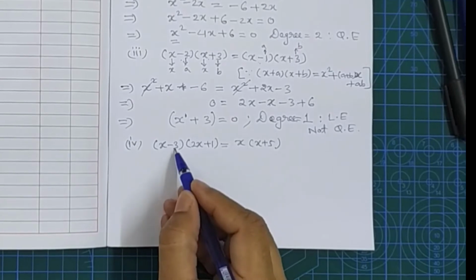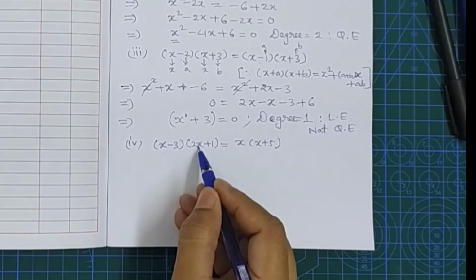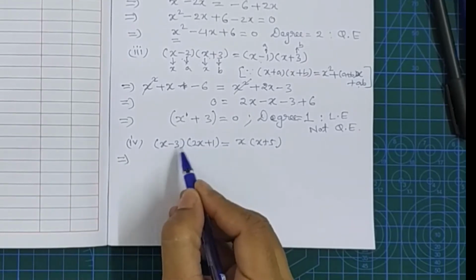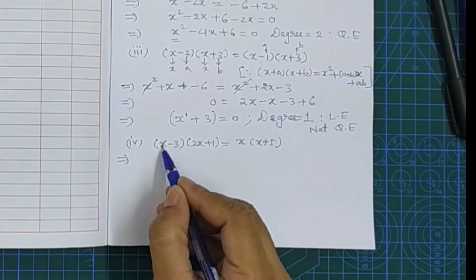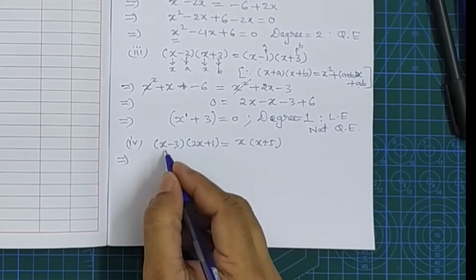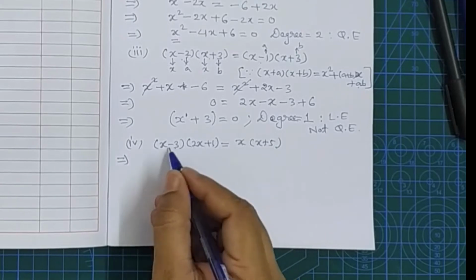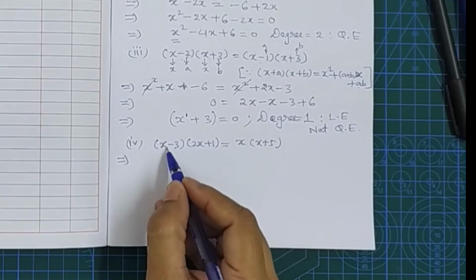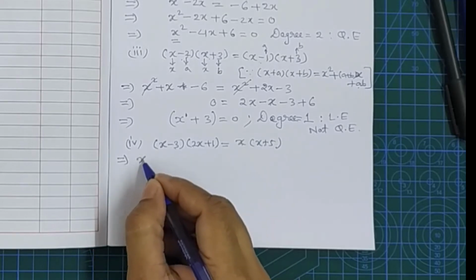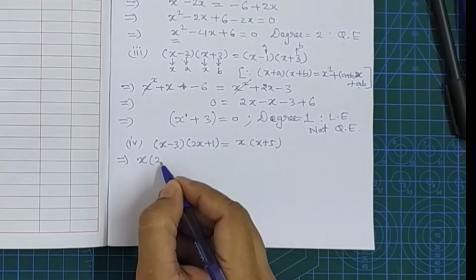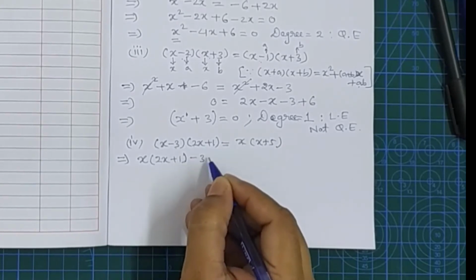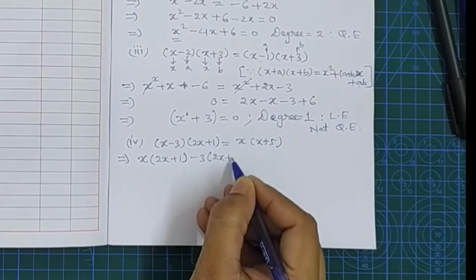Now the fourth bit, on the left side, two binomials we have to multiply, on the right side a monomial into a binomial. If you are not comfortable with the identity, multiply term by term. X multiplied over the bracket, minus 3 multiplied over the bracket. However, here we have to multiply term by term, because this is not in the form of x plus a into x plus b. So x multiplied over 2x plus 1 and then minus 3 multiplied over 2x plus 1.